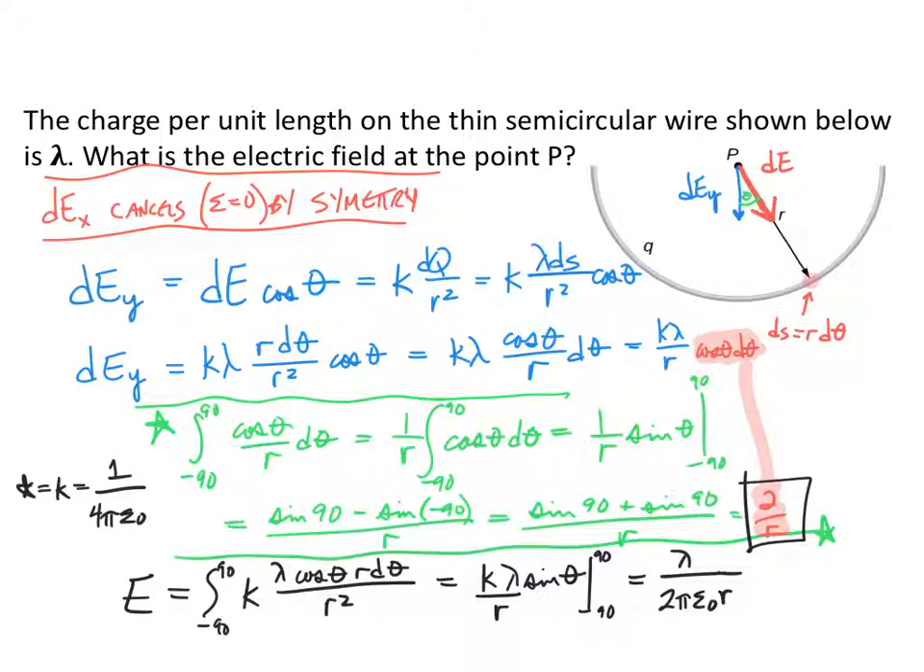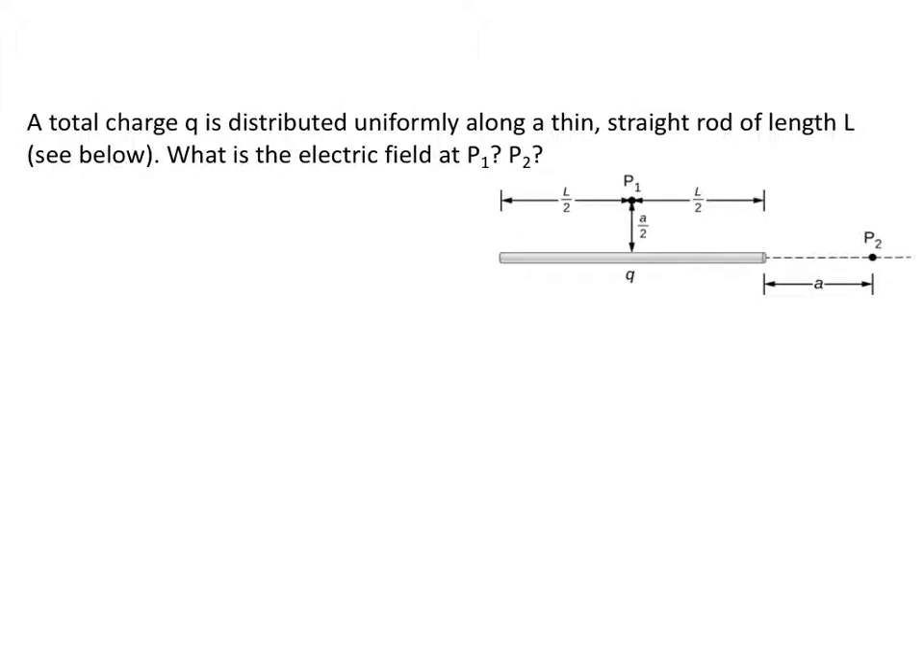So that would be the answer for this semicircular hoop. Now, if we had it at a different angle, not quite a full semicircle, then the angles would be different. You get different numbers. Okay. All right. Move on.